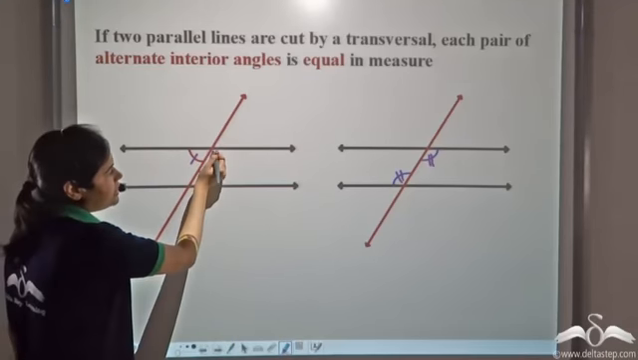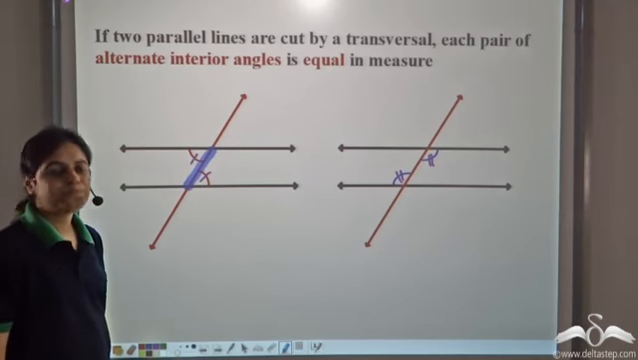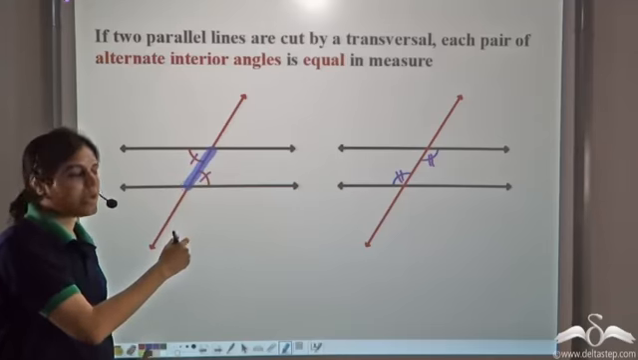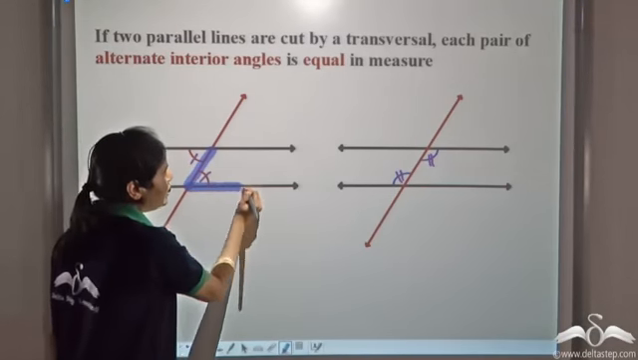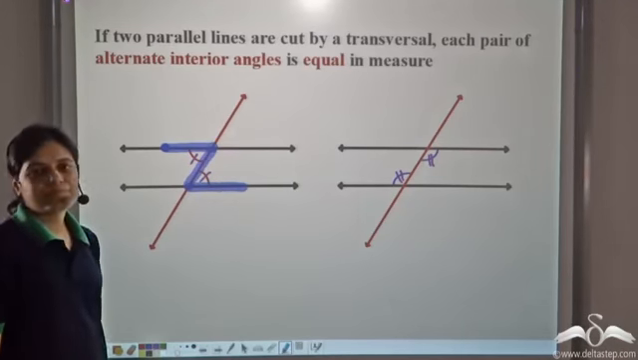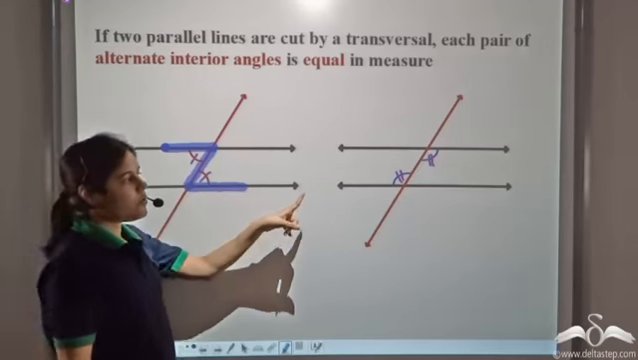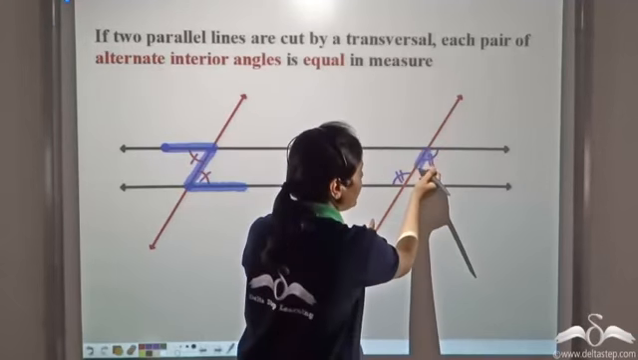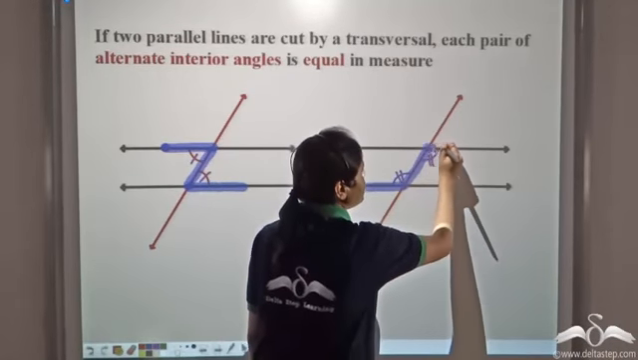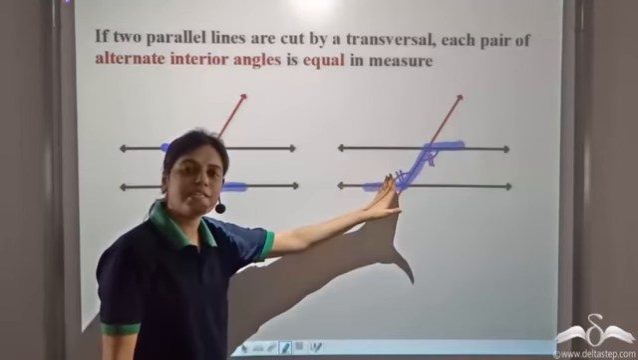So first, let us draw a line on the transversal. Now I need to include these two angles, so I need to draw a line here and I need to draw a line here. We see that a Z is formed. What about this case? We draw a line on the transversal, include these two angles. Again we see that an inverted Z is formed.